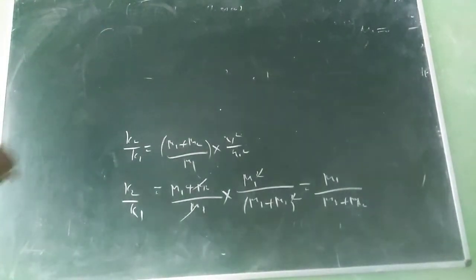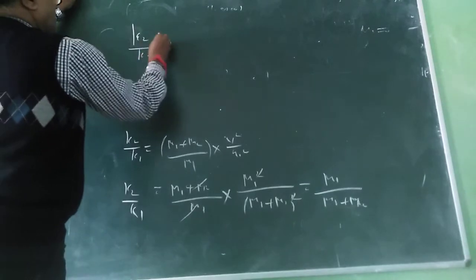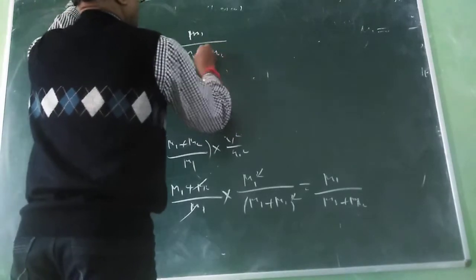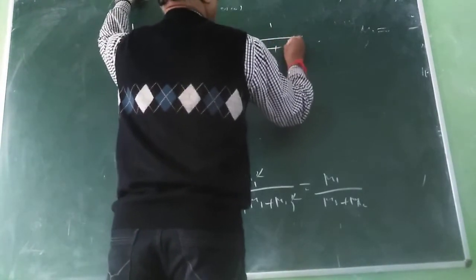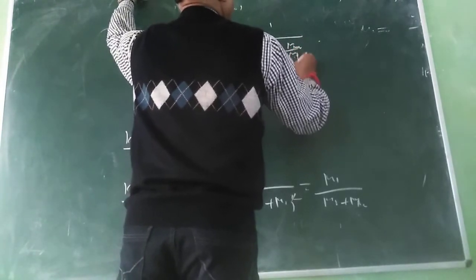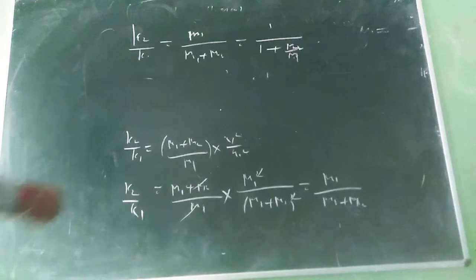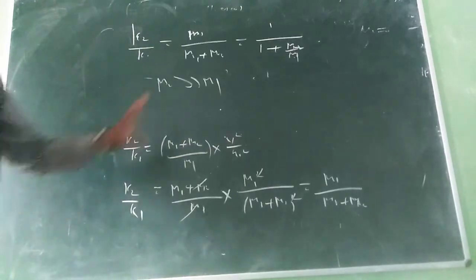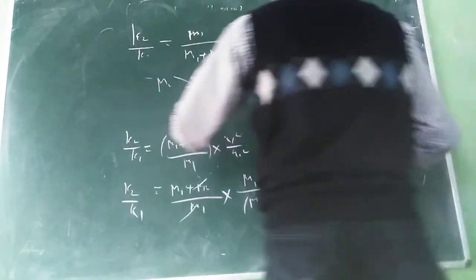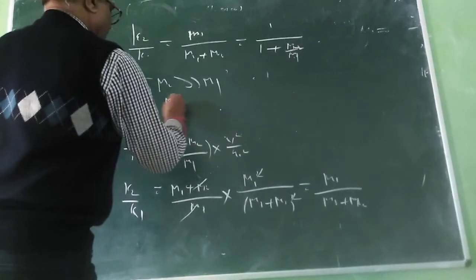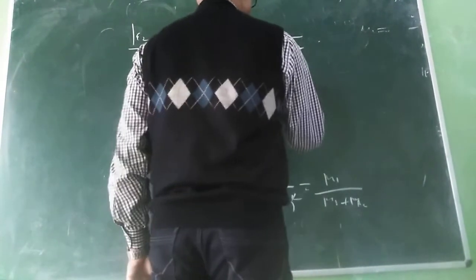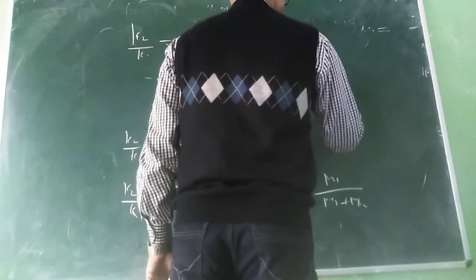So the equation is K2 upon K1 is equal to m1 upon (m1 plus m2), which is 1 upon (1 plus m2 upon m1). Now considering that m2 is greater than m1, m2 upon m1 is greater than 1, so we can neglect the 1. So 1 plus m2 upon m1 is approximately equal to m2 upon m1.